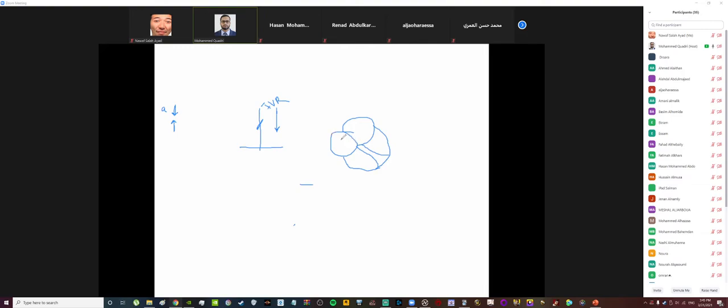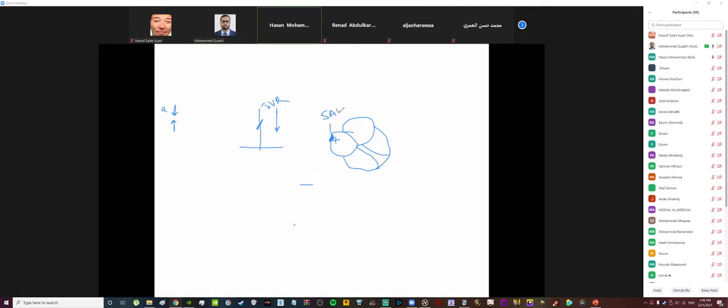So now this is the SA node, and he's asking me about the different types of blocks. Sometimes what happens, the SA node is firing an impulse, but these impulses are not conducted to the atrium. There is a block immediately after the SA node. The SA node is working, but it's not conducted. So what is this block known as? What is the name of this block?